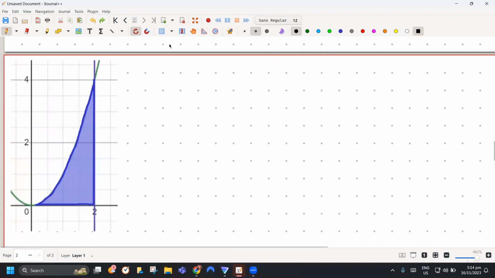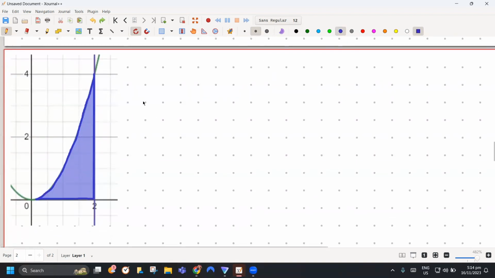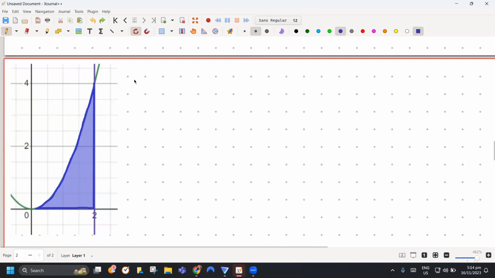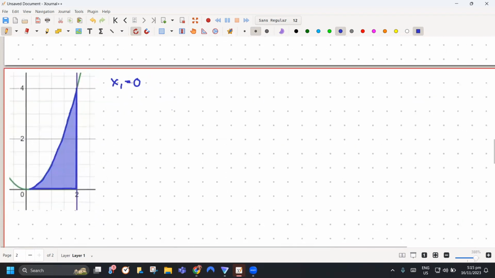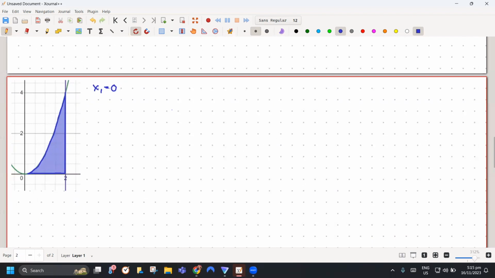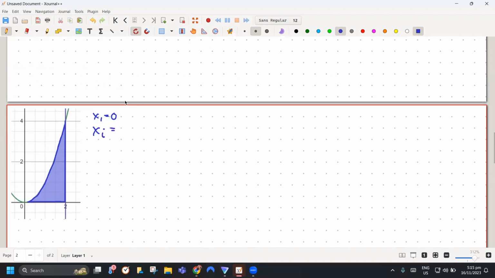So what should your x1 be? X1 should be 0. Something's wrong. Then how do we get the others? That's why, it's too large. This is the right size. It is 0. So that's it.